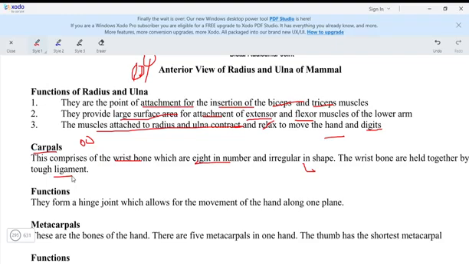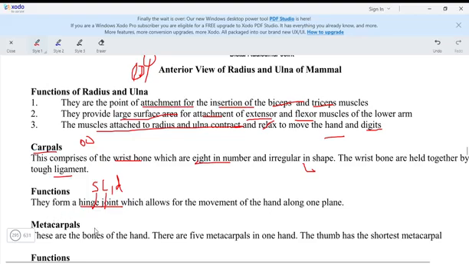So what is the function of these carpals? They form hinge joints, though this one shouldn't be hinge, it should be sliding or gliding joints, because our carpals can slide. So, sliding or gliding joints.